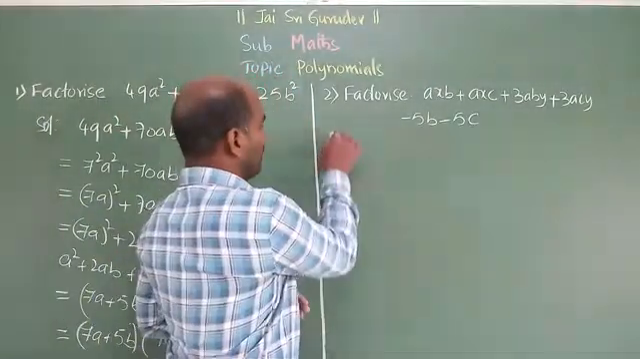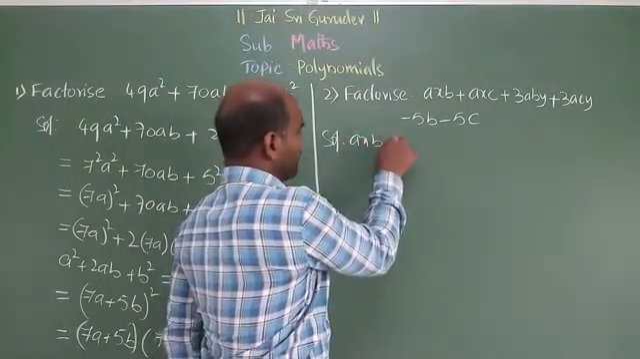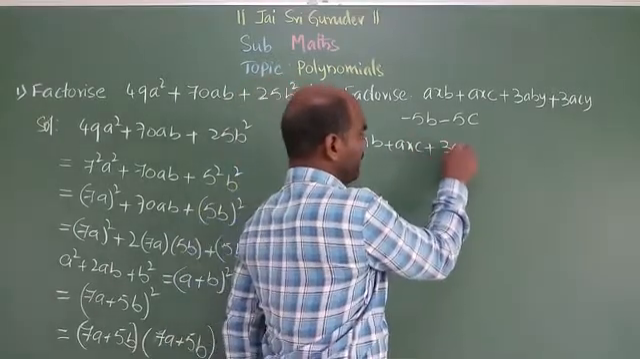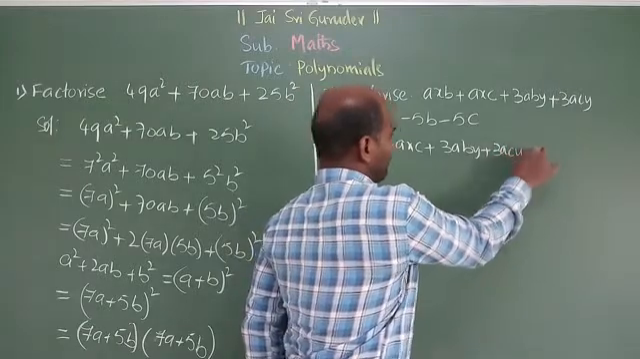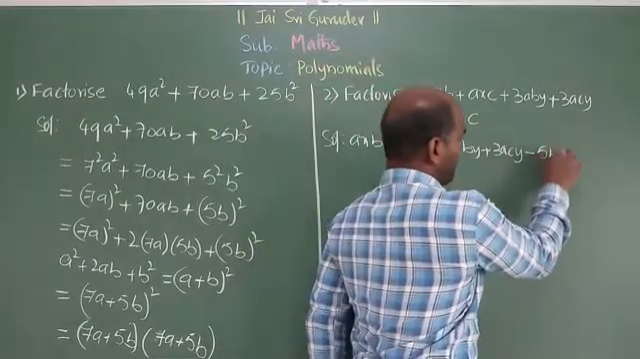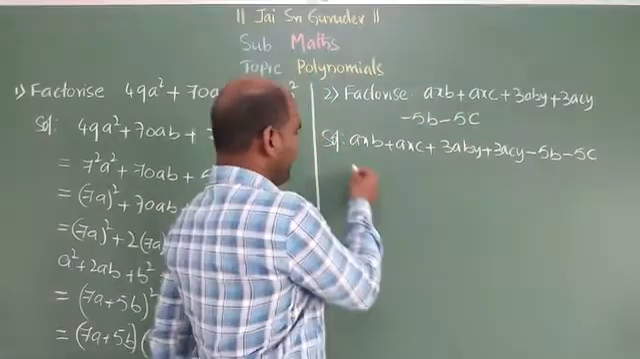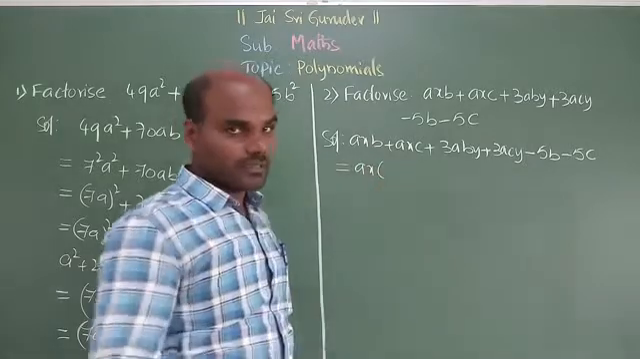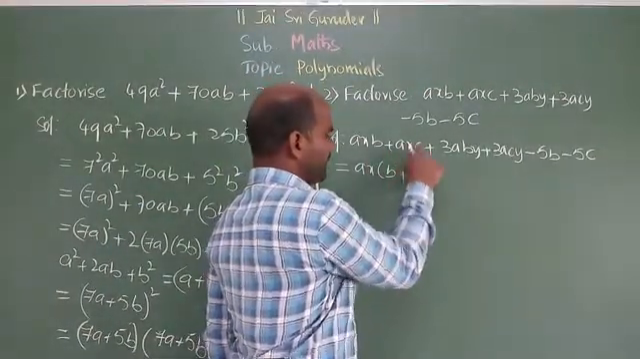Now, axb plus axc plus 3aby plus 3acy minus 5b minus 5c equals ax common. Ax is common, so what is the remaining term, children? Here it is b plus here it is c.